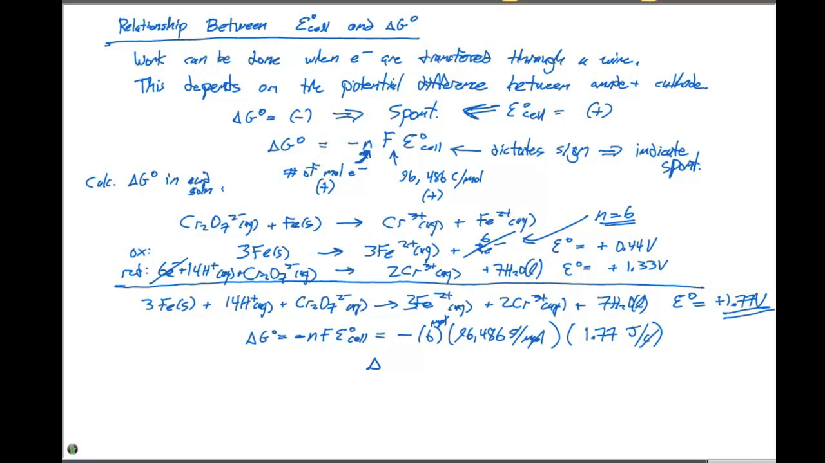So our delta G naught is going to be equal to negative 1024.7 kilojoules. And this is a pretty large value for delta G naught. If you have been performing your thermochemistry problems, you should recognize that this is a pretty solid value. That's corresponding to a cell potential of positive 1.77 volts, which is also a really solid value.